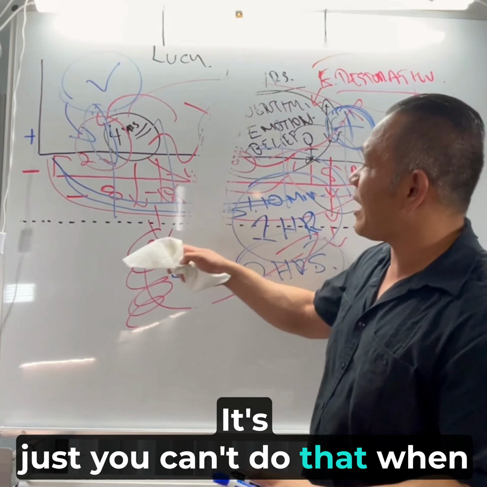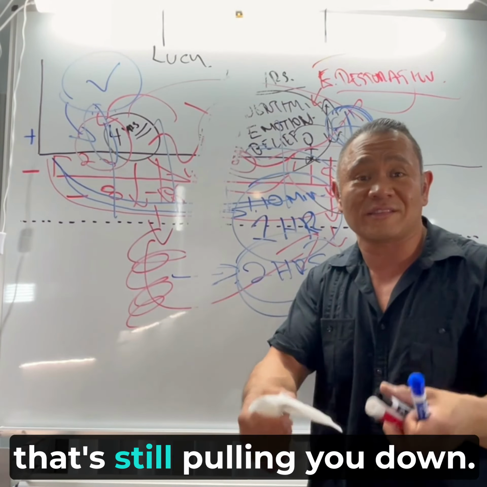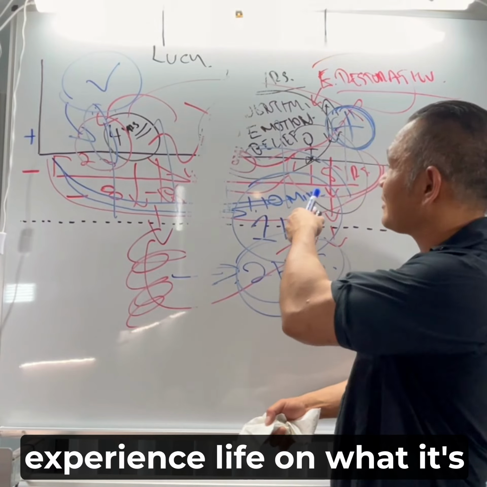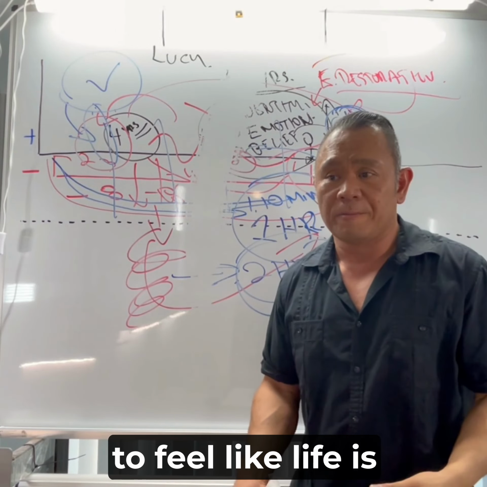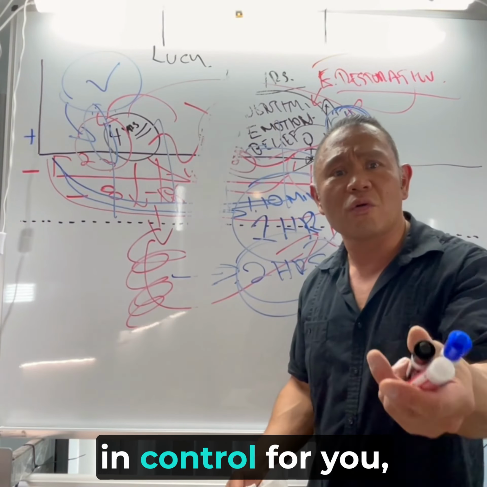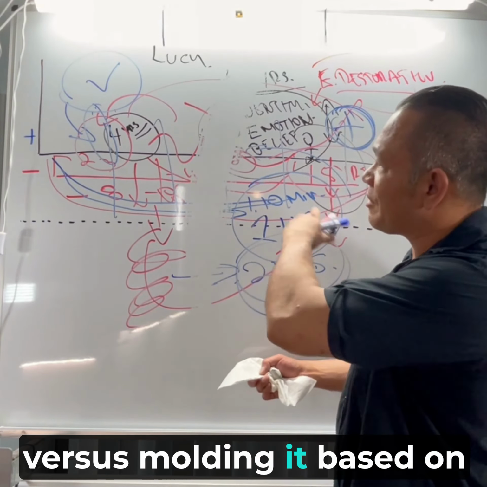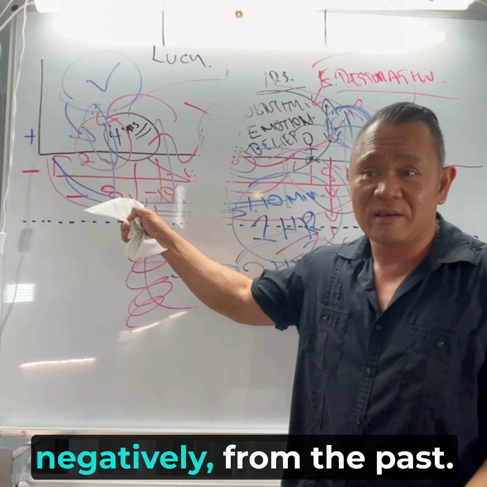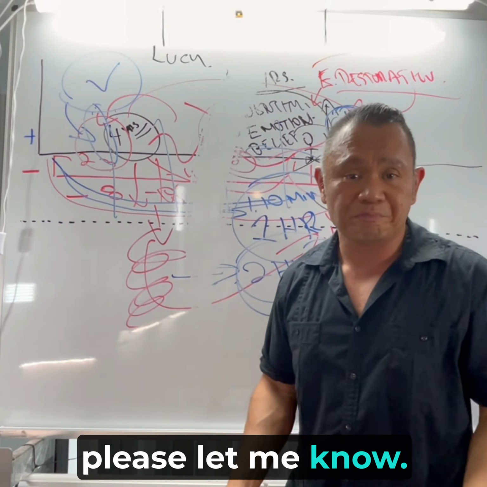It's just, you can't do that when there's so much negativity from your past that's still hanging on to you, that's still pulling you down. We've got to sever that tie. We've got to cut that apart so you can get a chance to really experience what it's like to feel lighter, to feel the relief, to feel like life is in control for you the way you want to make it, versus molding it based on an experience that you had, maybe negatively, from the past. Any questions you got on that, please let me know.